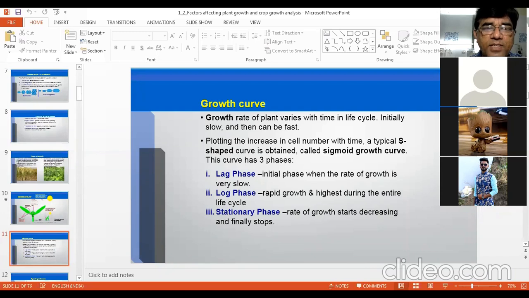So it has three phases. Lag phase is the initial phase when the rate of growth is very slow. Initial phase, this is your germination phase. Log phase: rapid growth, the highest during the entire life cycle. Means it is a very rapid phase. Then in the end comes your stationary phase, where the rate of growth may be constant, or may be similar, or may fall down.